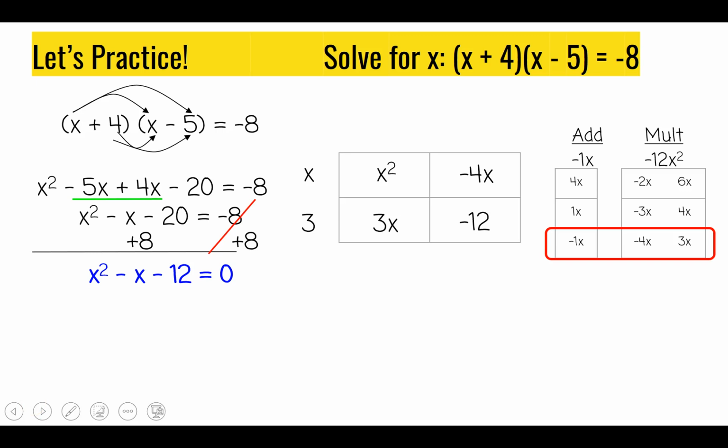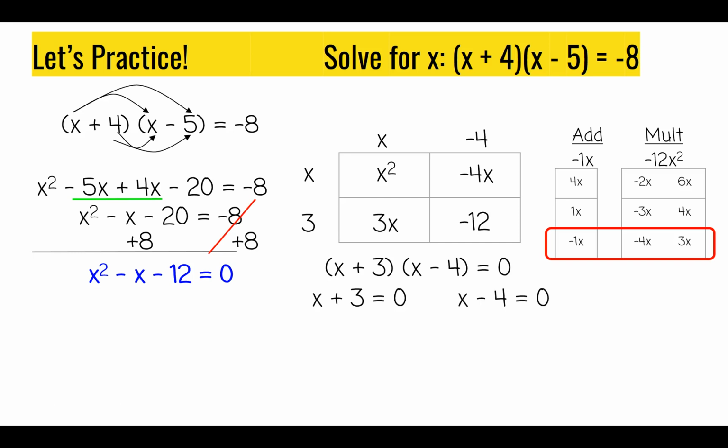Good, just an x again. And then negative 4x and negative 12. Negative 4, good. So our factors are now x plus 3 and x minus 4. Pretty different from x plus 4 and x minus 5, right? So, different factors to work with. Make them each equal to 0. Solve, and what do we get? Negative 3 and positive 4. Good.